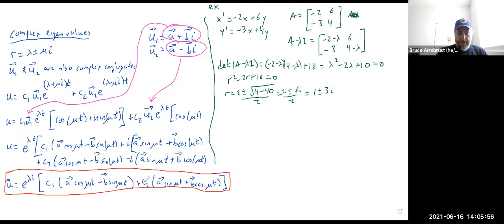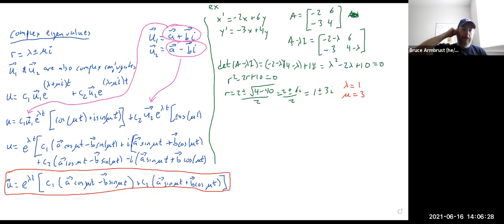So already in terms of our solution and what we have down here in the box, I already know lambda and mu. Lambda equals 1 and mu equals 3. So when we build this, we're going to get sine and cosine of 3t, and then we're going to get e to the 1t, right? Because the 1's going to go in for the lambda.